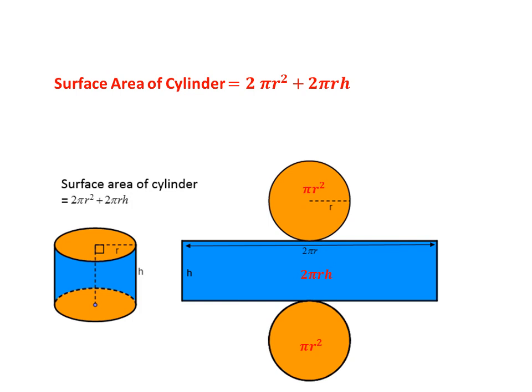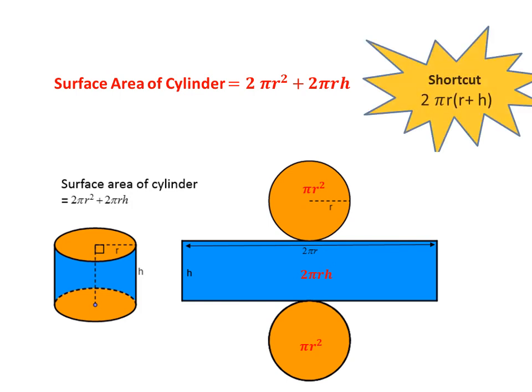But we have a shortcut, because 2 pi r is repeated, so we can take out 2 pi r as a common factor. So we have a shortcut. Our shortcut is 2 pi r bracket r plus h. This is another way, or this is a shortcut to find the surface area of a cylinder.